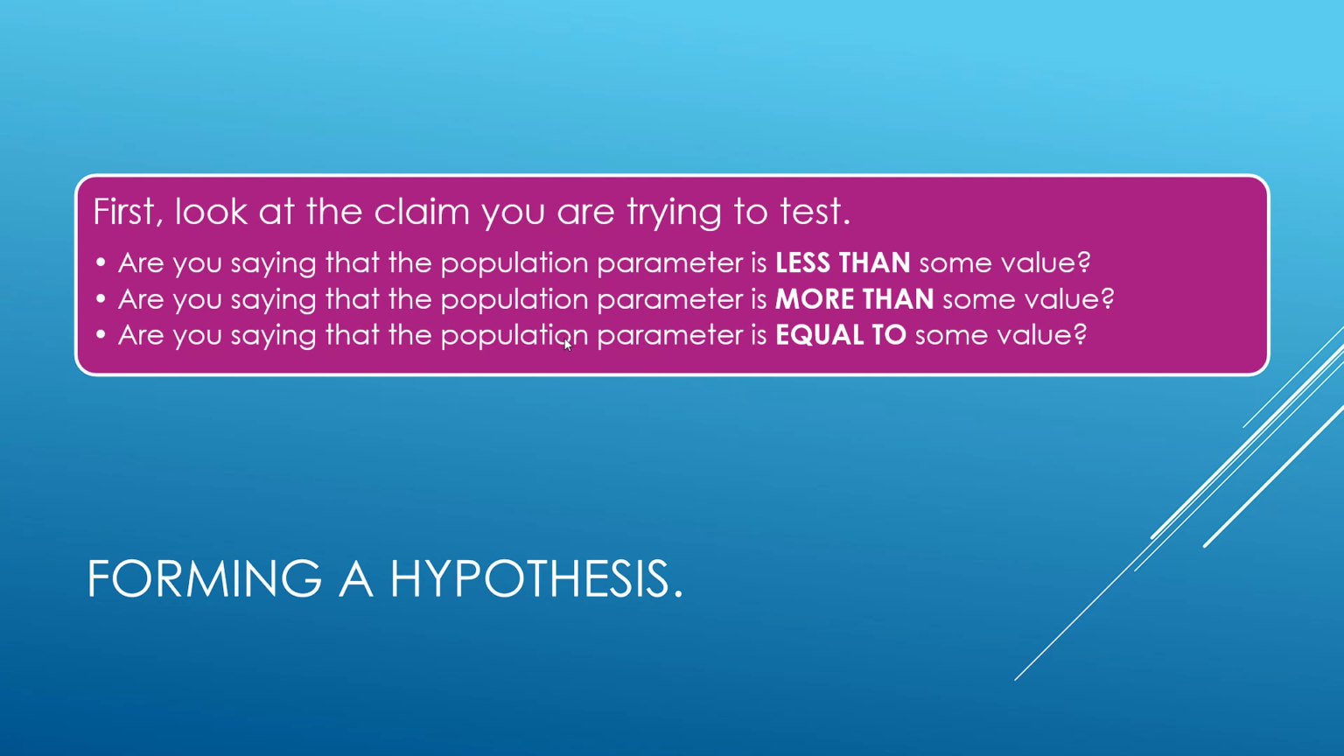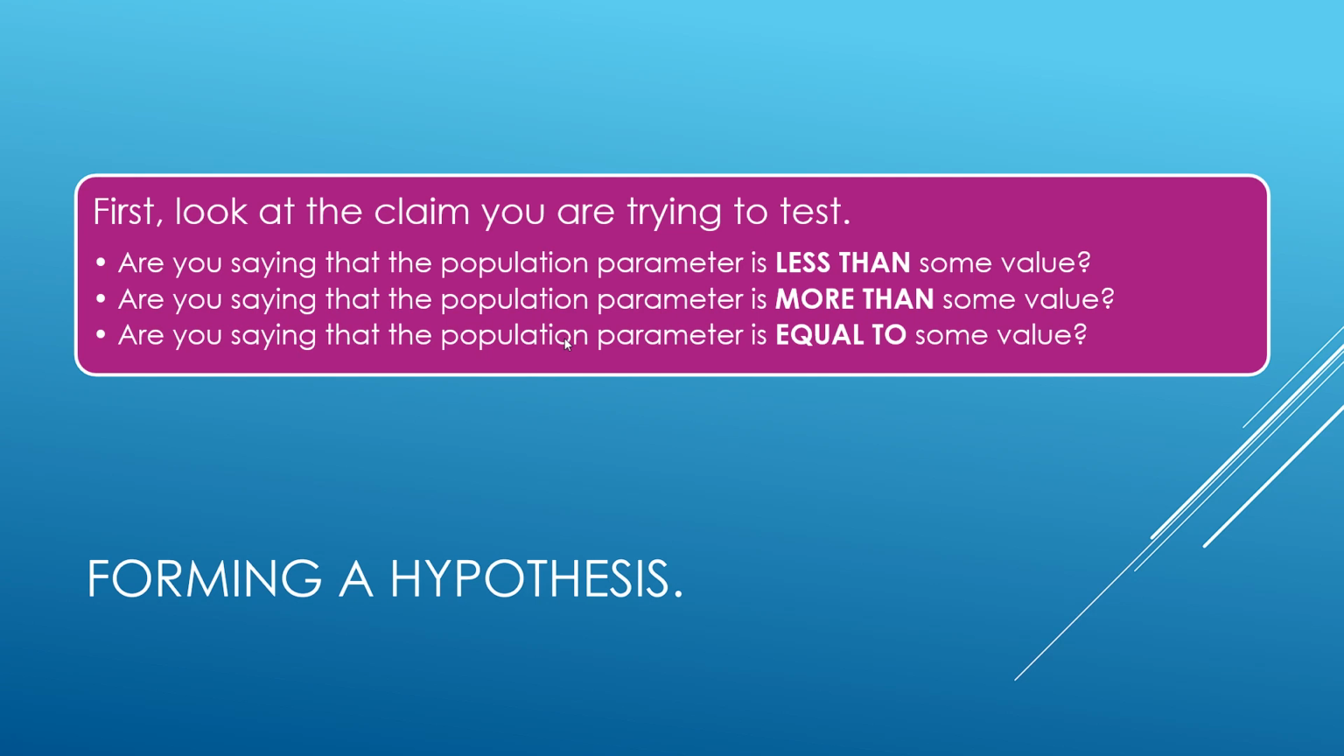But if you're making a claim about a population parameter, are you saying that you think the population parameter is equal to some value? Do you think that half of people like horses? I don't know. Or do you think more than half of people like horses? Or do you think less than half of people like horses? That's going to be your claim.